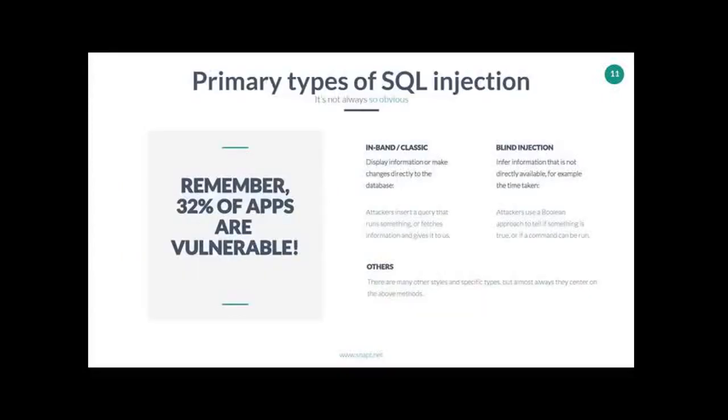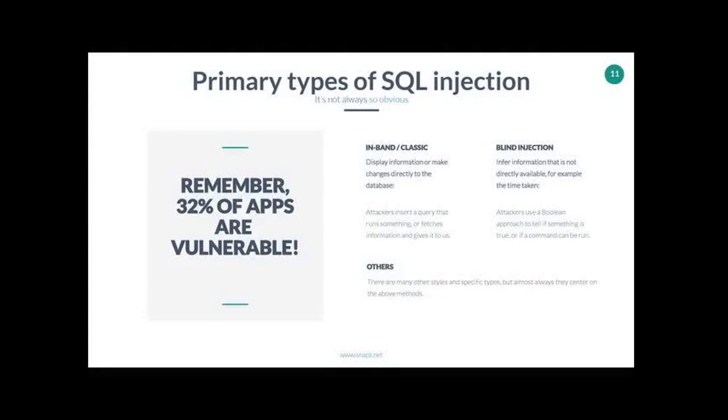Now, there's two primary types of SQL injection: in-band or classic, which is what I've shown you now, where you're trying to make changes directly to the database, either to get information or to delete something or to alter something. For example, I could have changed a password instead of just deleting everything and then allow myself to log in. What that involves is basically running direct commands on the SQL database and getting your information or changing your information.